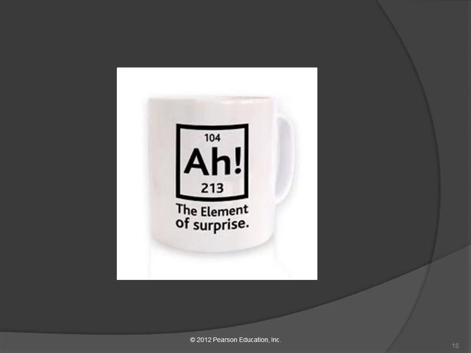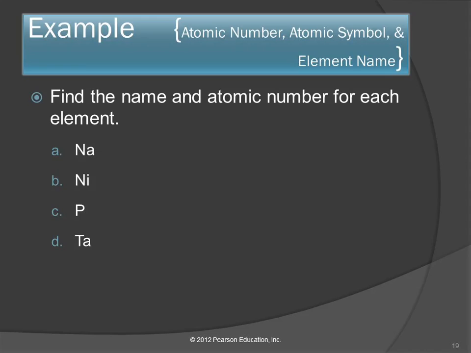This is one of my favorite elements. The element of surprise. I forget that I stick some of these things in here and then I'm surprised by them.